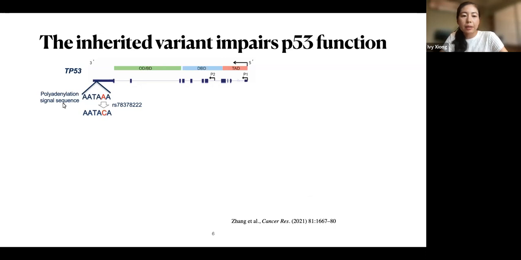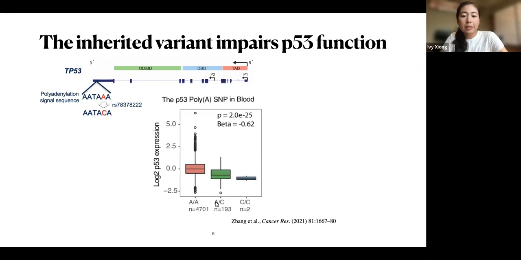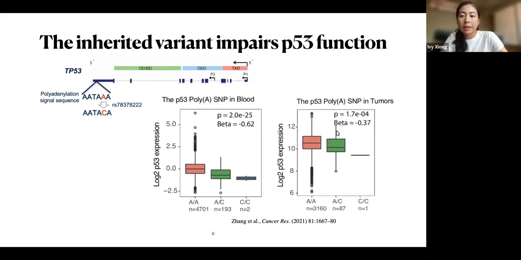the polyadenylation signal sequence. So this minor C is present in about 2% of the Caucasian European population, but is up to 5% in the African population. One thing that is interesting about this variation is that when you have the C allele, it seems that the PP3 expression is downregulated by twofold. This is the case in both blood and in tumors.